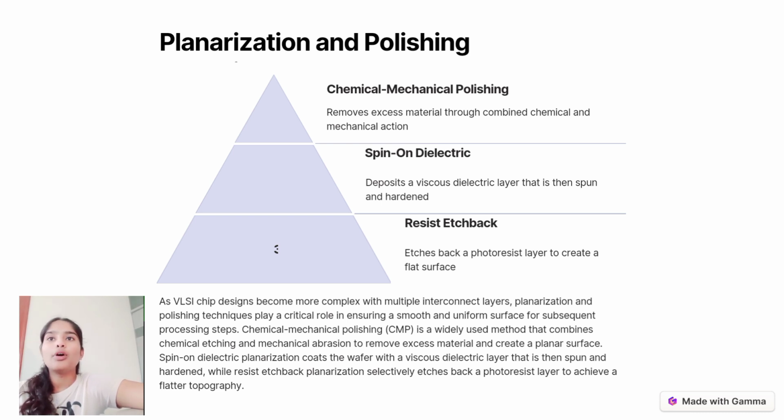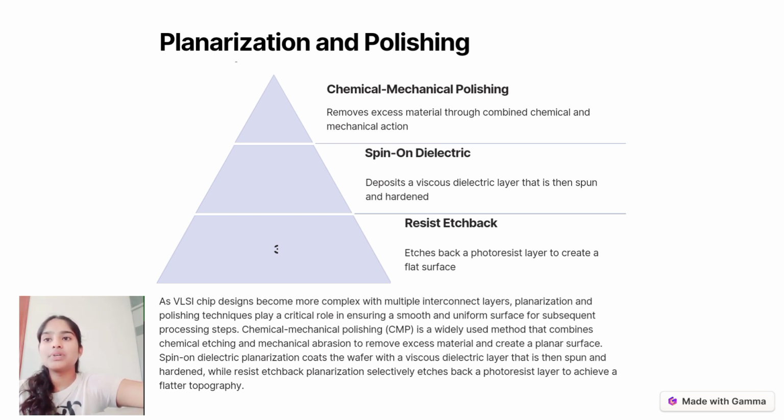Planarization and polishing techniques. First one, CMP, chemical mechanical polishing, which removes the excess material through combined chemical and mechanical action. Spin-on dielectric planarization deposits a viscous dielectric layer that is then spun and hardened. Resist etchback planarization etches back a photoresist layer to create a flat surface.